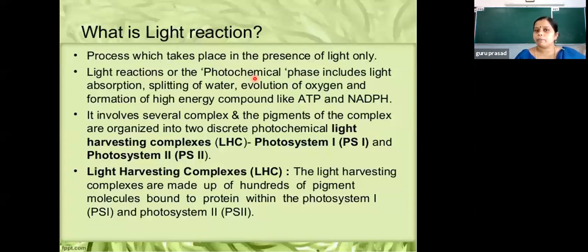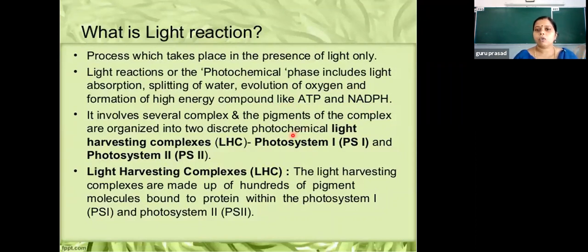It's also called the photochemical phase. Why? Because it takes place in the presence of light and synthesizes the energy-rich compounds, and in the next phase it synthesizes carbohydrates in the form of sugar. That's why it is called photochemical. The major steps involved in the light reaction are absorption of light, splitting of water to release oxygen, evolution of oxygen, and formation of high-energy compounds like ATP and NADPH.